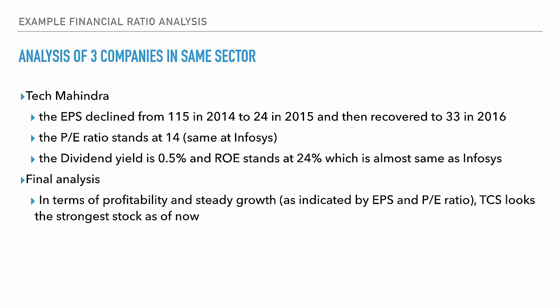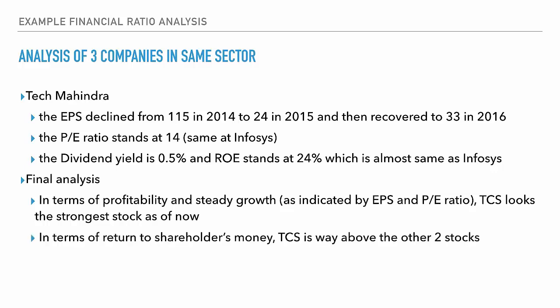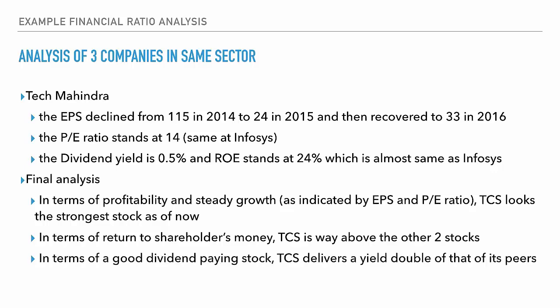So if I compare all these 3, my final analysis would be, in terms of profitability and steady growth as indicated by the EPS and P/E ratios, TCS looks like the strongest stock as of now of all these 3 companies. In terms of return to shareholders' money, TCS is way above the other 2 stocks. In terms of a good dividend paying stock, TCS again delivers a yield that's double that of its peers. So TCS is your best bet among all these 3 stocks.